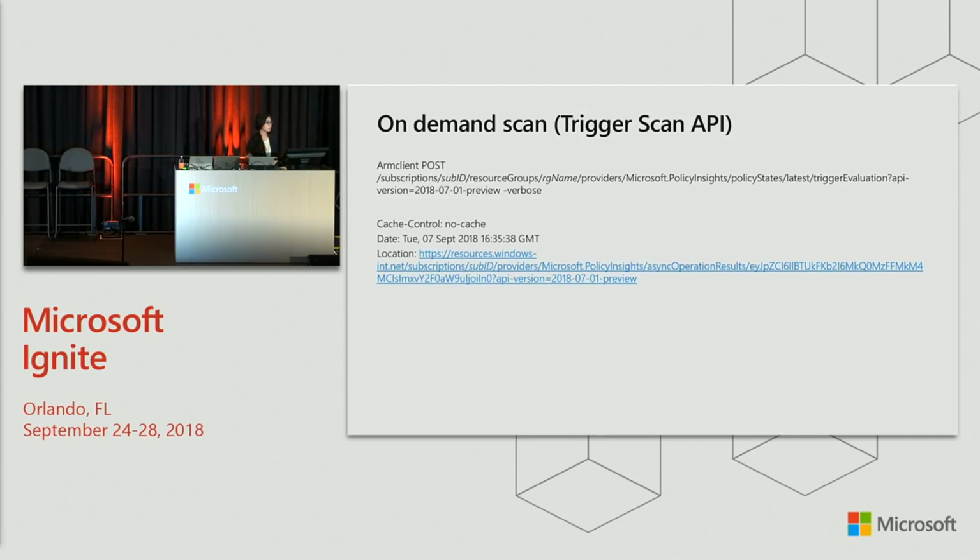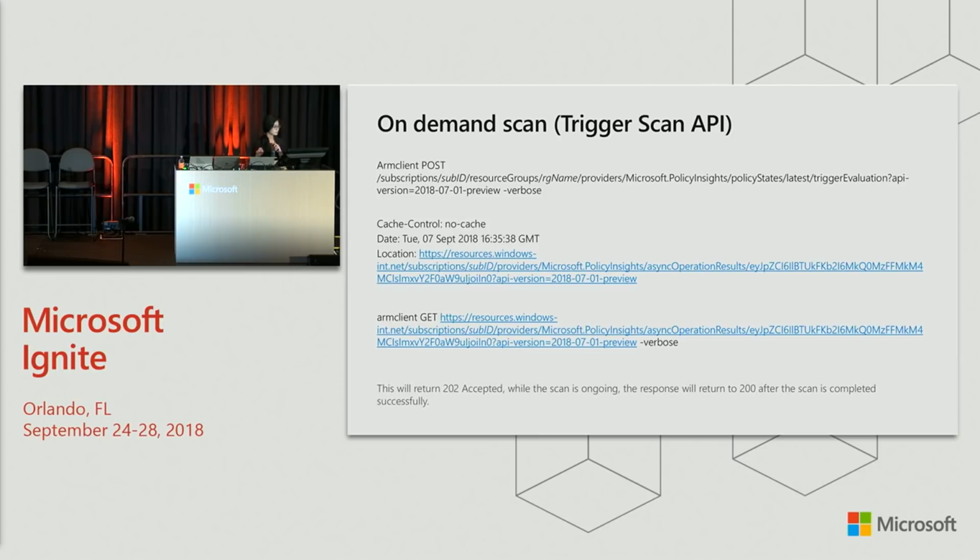You'll get a hyperlink of the location. Then you do another GET call to that hyperlink that it provided. And it will return 202 if it's accepted and the scan is ongoing, or 200 if it has finished the scan, and so the compliance result has been updated.